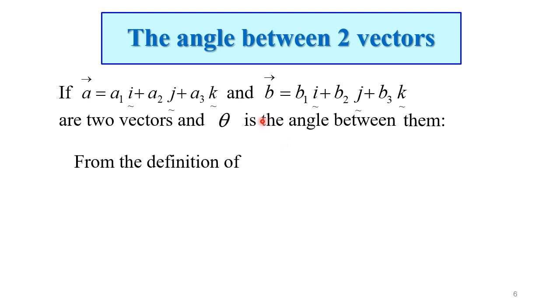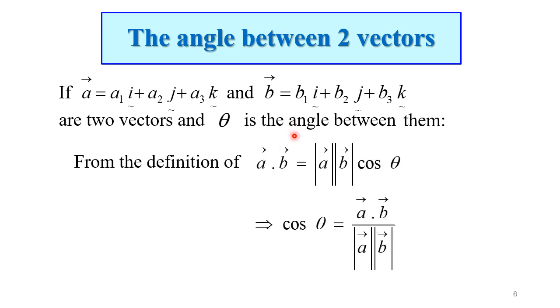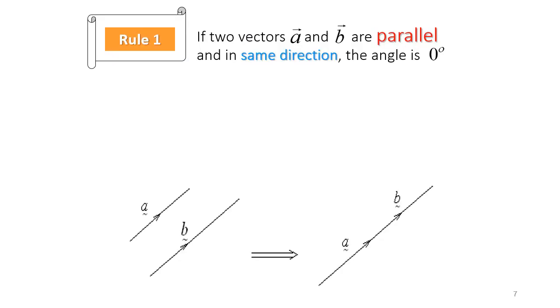As I said earlier, from the formula we can rearrange it to find the angle. So from the formula here, we make cos theta the subject. We divide the dot product by the magnitude of vector A and the magnitude of vector B. Apart from the properties of the scalar product, there are also three rules depending on the angle.